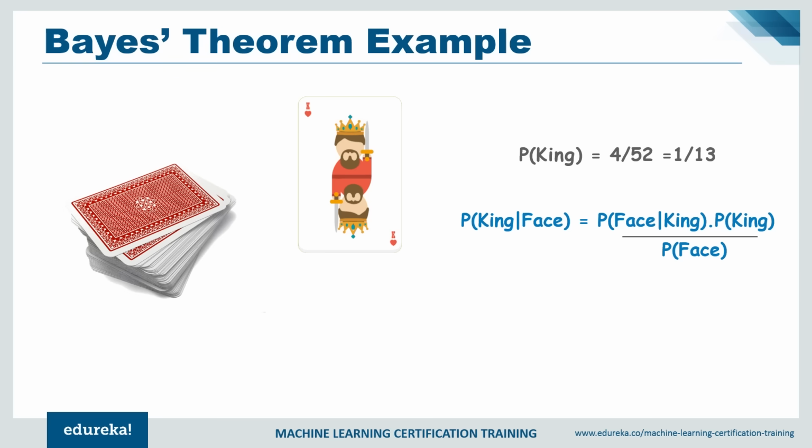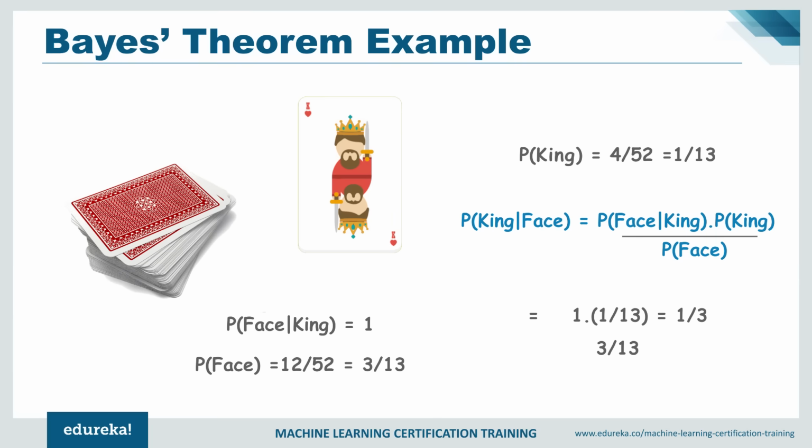Since every king is also a face card, the probability of face given it's a king is equal to 1, and since there are 3 face cards in each suit, that are jack, king, and queen, the probability of a face card is 3 out of 13. Combining these given likelihood ratios, using the Bayes theorem, we get the probability of king given it's a face is equal to 1 out of 3.